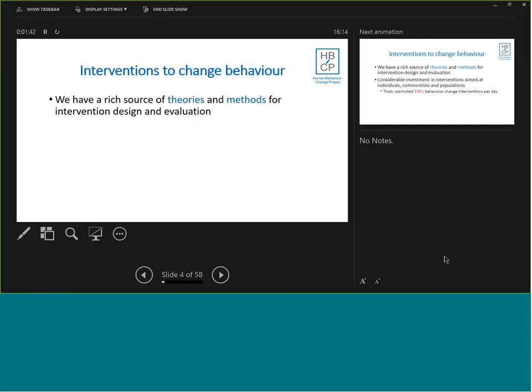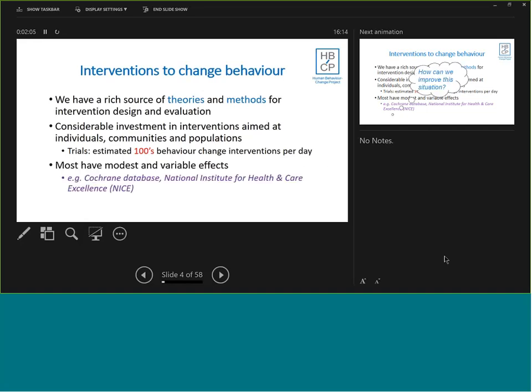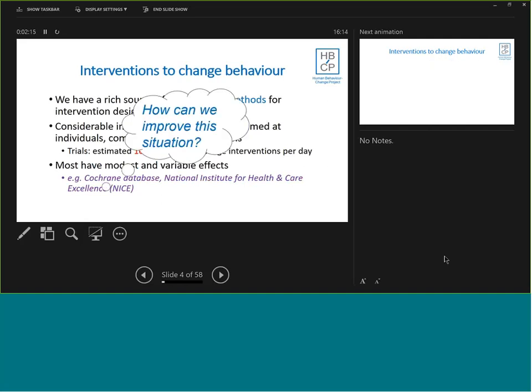So we have a rich source of theories and methods within behavioural science for intervention design and evaluation. There's considerable investment in interventions aimed at individual, community and population level, and we estimate something like hundreds of behaviour change intervention evaluations are published every day. So we have a huge and escalating amount of potential knowledge. But anybody who's looked at the literature, I'm sure will agree that most of these have modest and also very variable effects. So the question is, how can we improve on this situation?